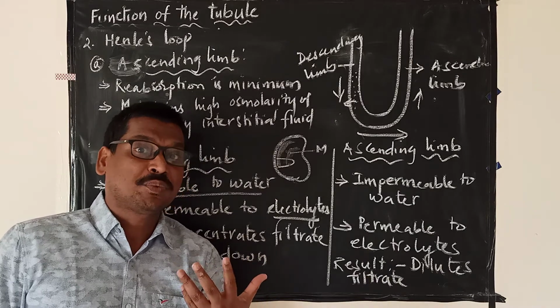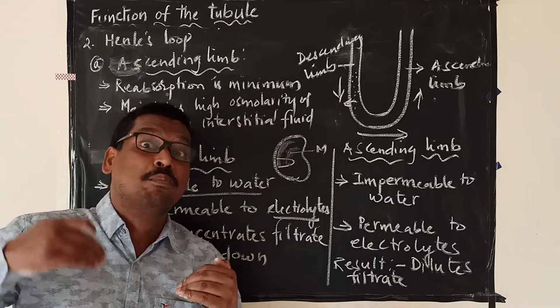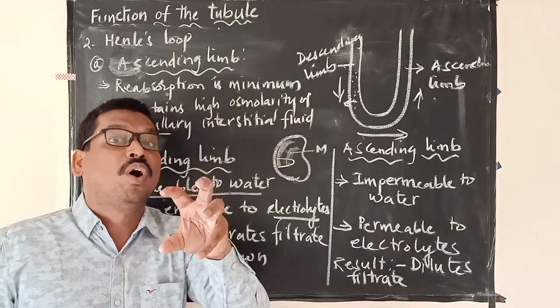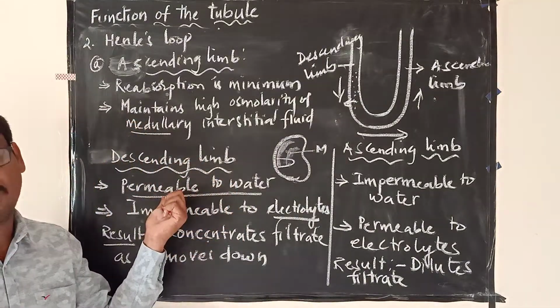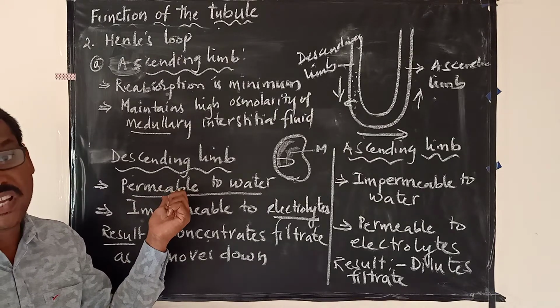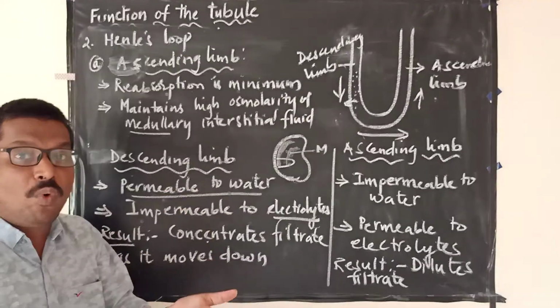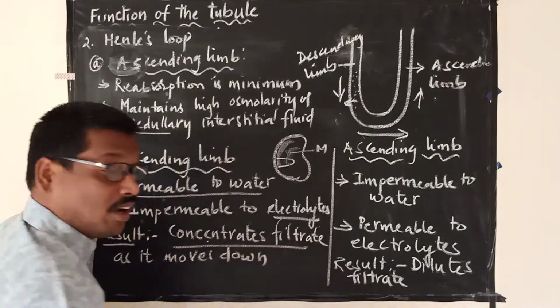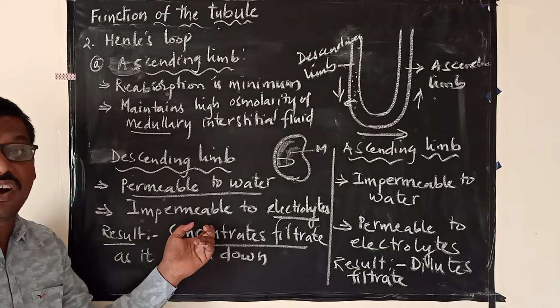More concentrated means what? It contains less water and more electrolytes. Why does it contain less water? Because the water is permeable, or it is reabsorbed back, okay? So water is less, electrolytes are more, making the filtrate concentrated.